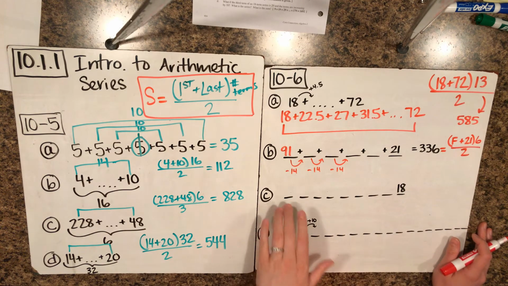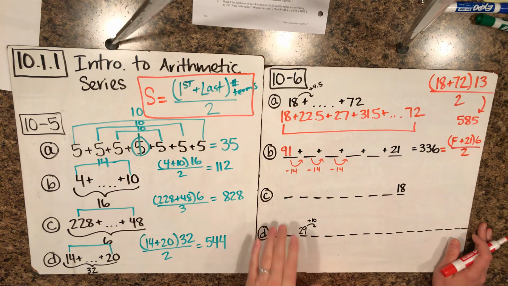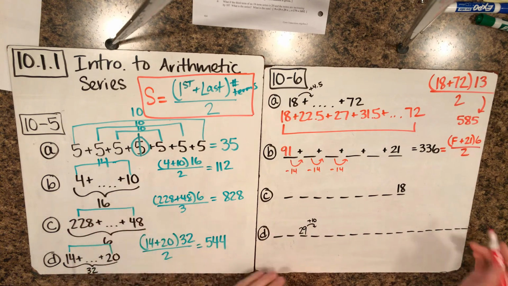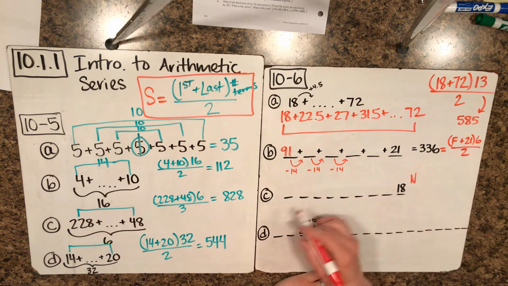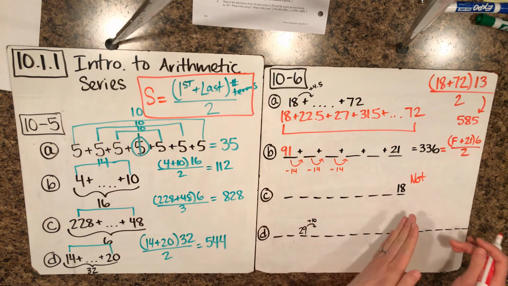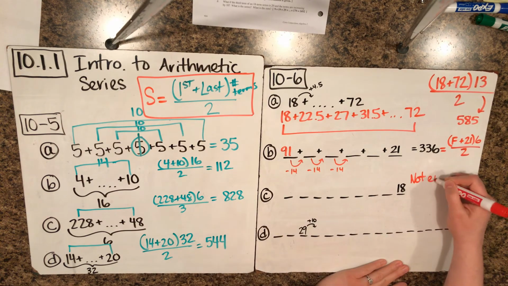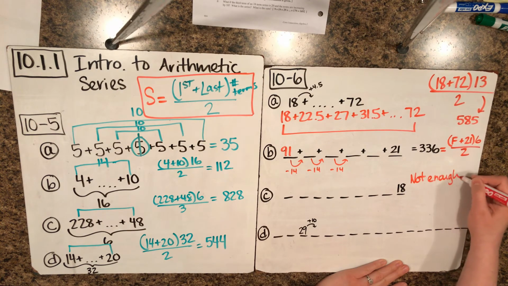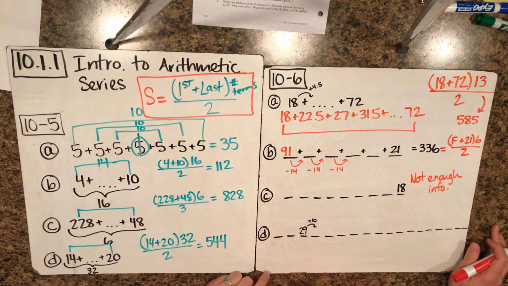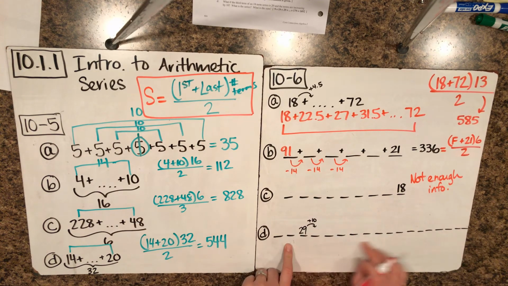In part C, they said, what if you know that the series has 9 terms and that the last term is 18? And that's all the information they give you. That's not enough information to figure out what the series is. We don't have any information about what the pattern is. We don't have another number in here. So not enough information.